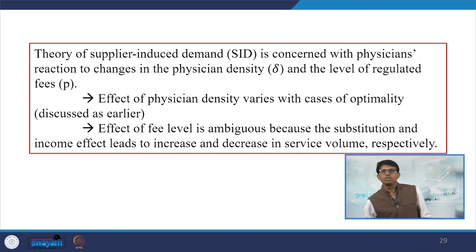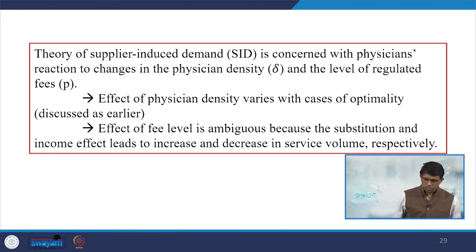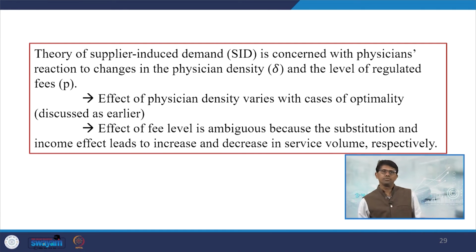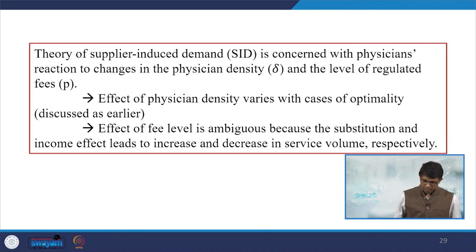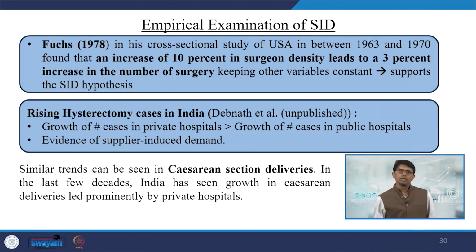So, the theory of supply induced demand, that is SID, is concerned with physicians' reaction to changes in physician density and the level of regulated fees, that is P. It has an effect of physician density, that means physician density varies with cases of optimality, and the effect of fee level is ambiguous because the substitution and income effects lead to an increase and decrease in service volume respectively. There are some empirical identifications by other authors.